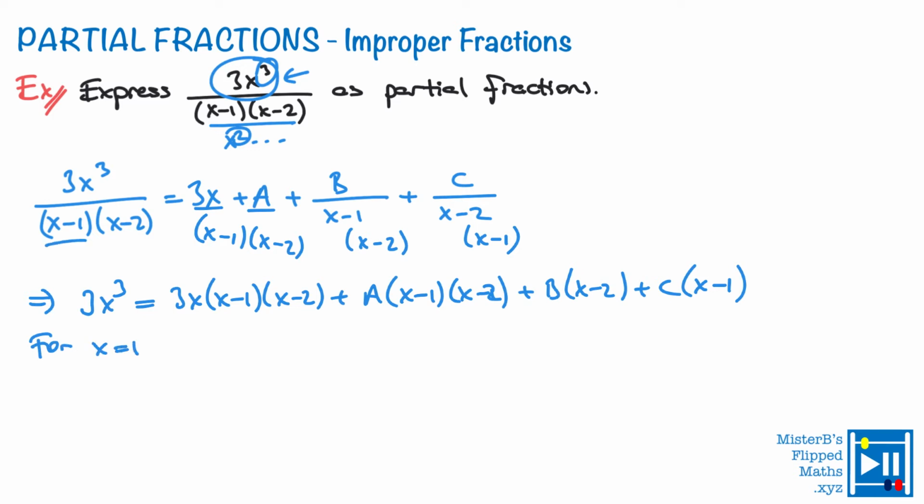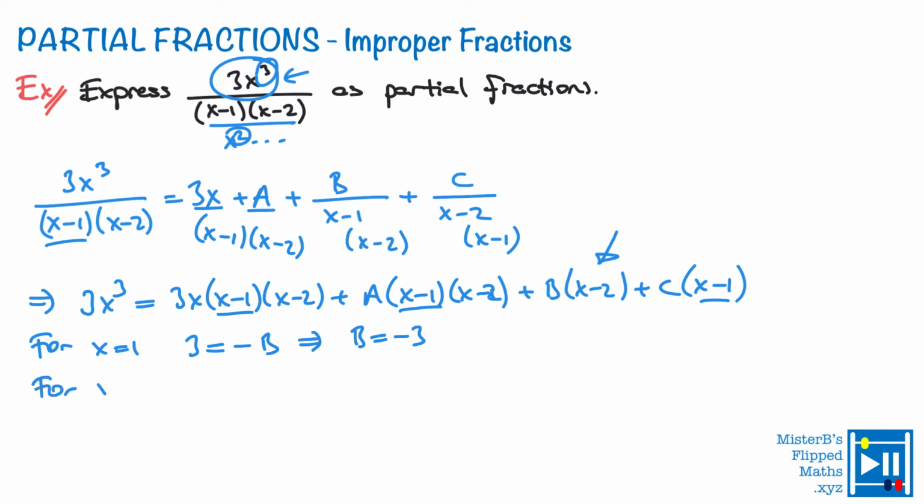And if I start substituting the roots, so I say for x equals 1, which is the root of the first factor, the left-hand side will be 3, and the right-hand side will only have this term because every other term has x minus 1, so they will just cancel out. So I will only have minus b here because 1 minus 2 is minus 1 times b, minus b. Hence, I should have b to be negative 3.